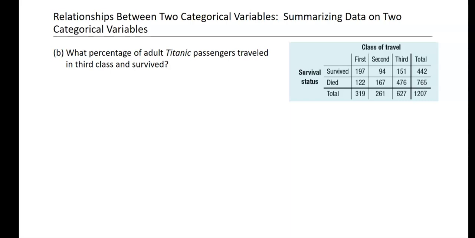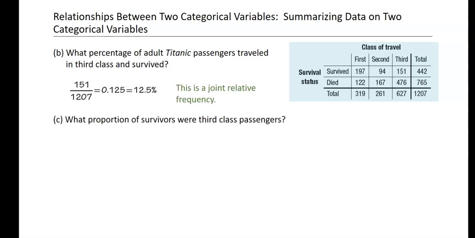Traveled in third class and survived. So third class, so this is conditional, right? Conditional saying how many third class folks? 627. How many of those folks survive? 151. So that's, oh wait, what percentage of adult, I'm sorry, what percentage of adult Titanic passengers, so that's out of everybody, in third class and survive? So that's, again, one of those joint ones where it's third class and survive, which would be 151 out of the total there. It's a joint. Sorry, this one is conditional, I believe.